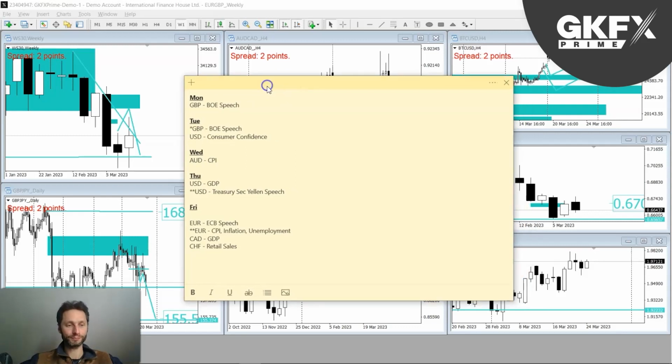So let's begin, shall we, with what we've got this week. On Monday, we've got a speech from the Bank of England on the pound. On Tuesday, we've got yet another speech, and then we've got consumer confidence on the dollar. So let's have a look at the first 2 days, what happens there on the pound.